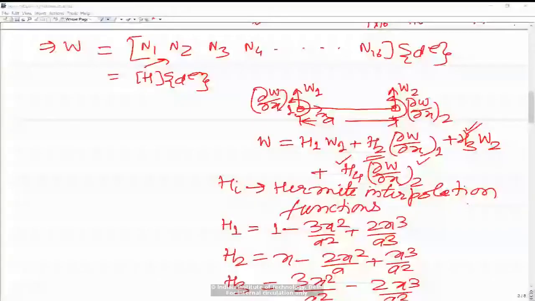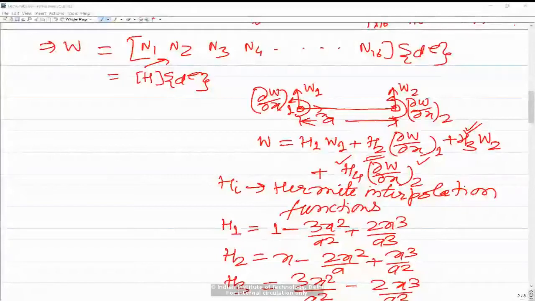Here, if you see the corresponding one dimensional Euler-Bernoulli beam element, W is H1 W1 plus H2 del W by del X at 1 plus H3 W2 plus H4 into del W by del X at 2. So here you see H1 and H2 correspond to the first node. H1 goes with W, H2 goes with derivative of W. H3 and H4 correspond to the second node. H3 goes with W and H4 goes with derivative of W.